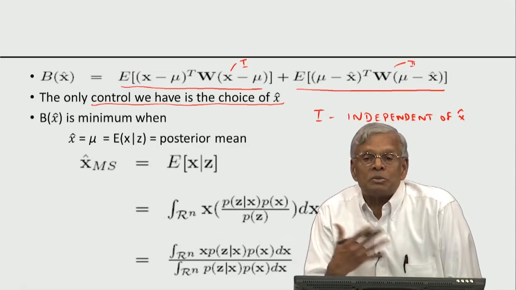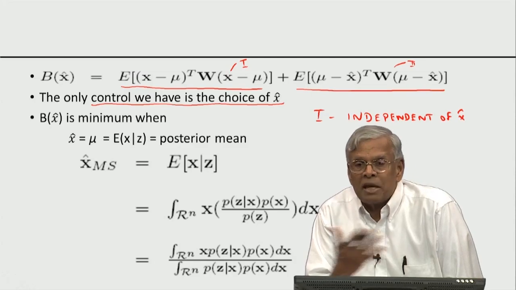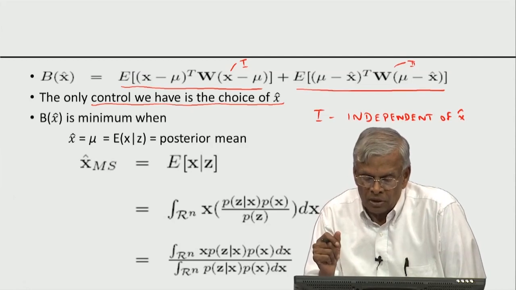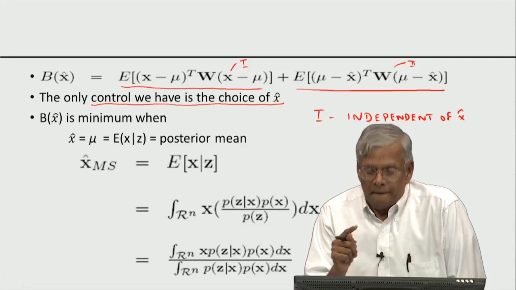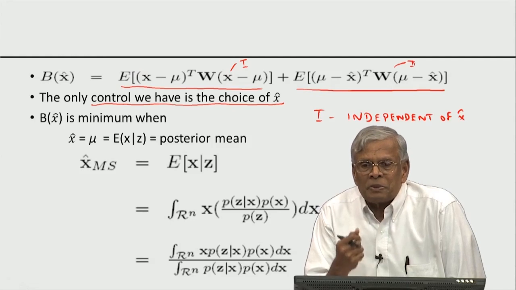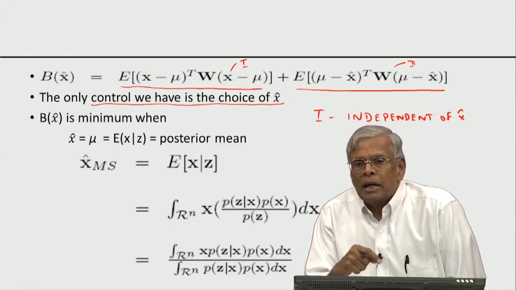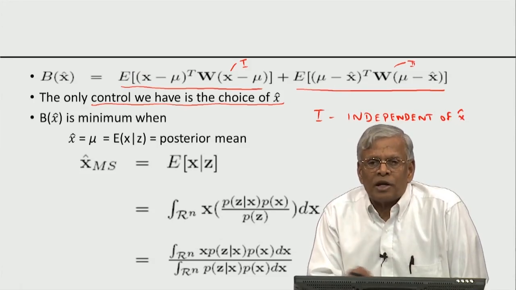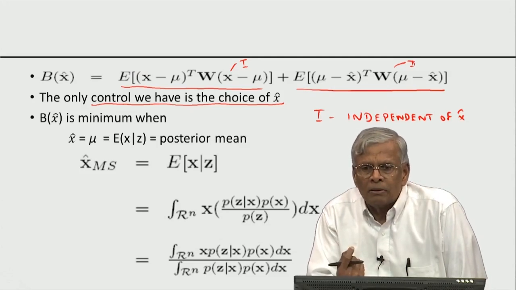We don't know whether x is equal to mu or not. Mu is my estimate. Mu is the conditional expectation of my estimate. X is the unknown that Mother Nature has picked. So more often than not, the first term will not be equal to 0. Look at the second term. Mu is what I deliver. It is the conditional expectation of x hat. X hat is my estimator. So the second term is also a positive definite quadratic form. The positive definite quadratic form is 0 only when the vector is 0.